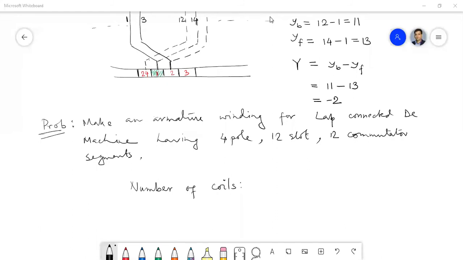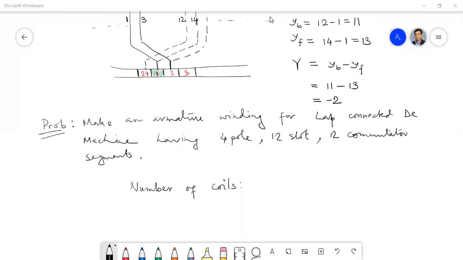The reason is each commutator has 2 coil connected, and one is the starting point of the coil, and another is the ending point of the coil. Based on the commutator segment, the coils depend on how many slots are there. So there are 12 slots.